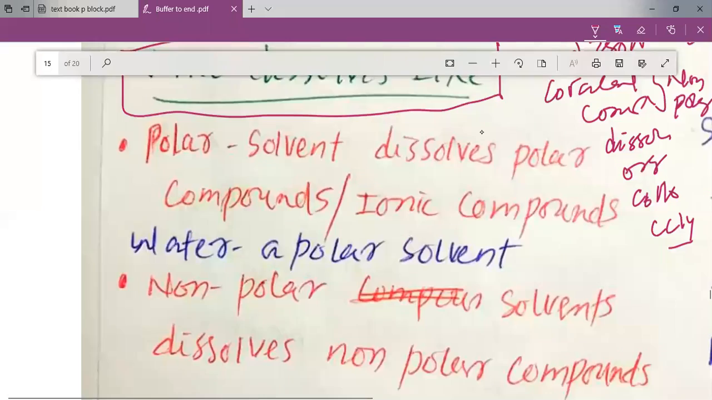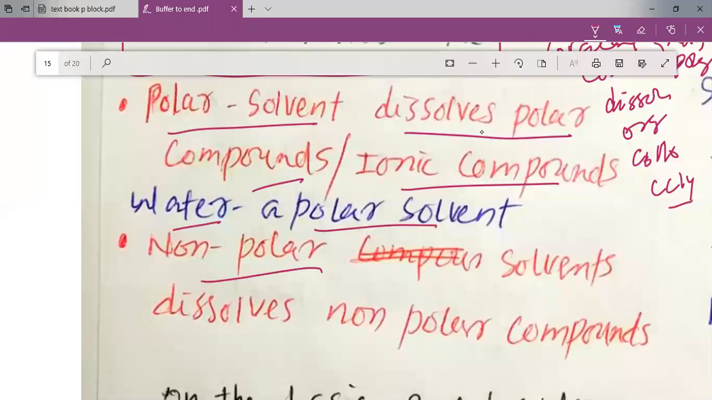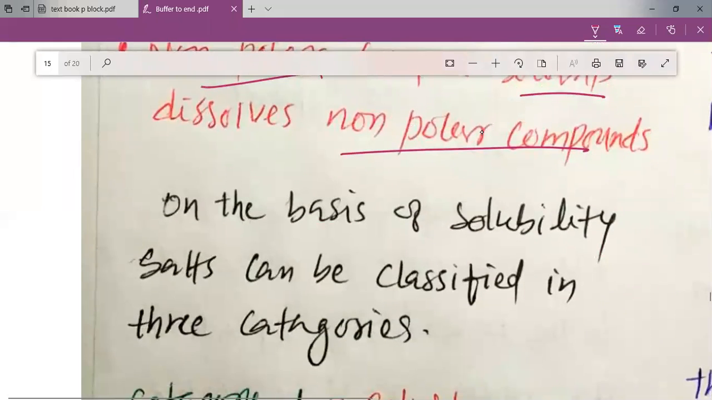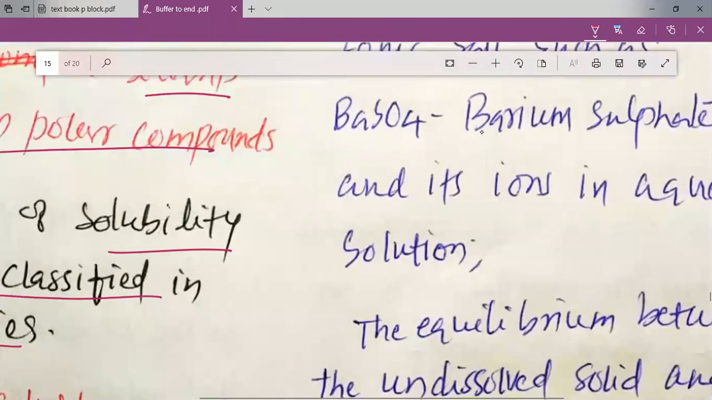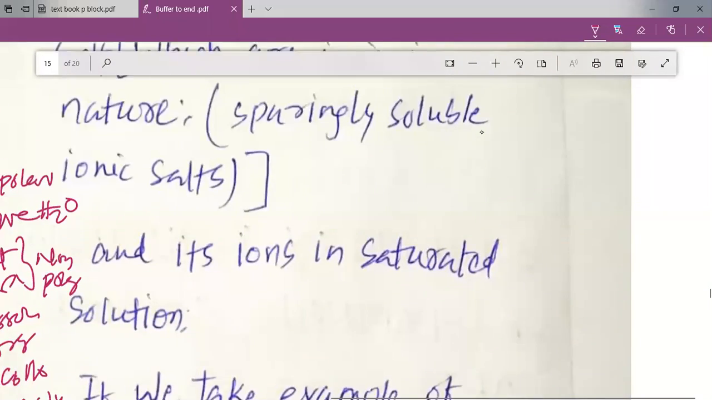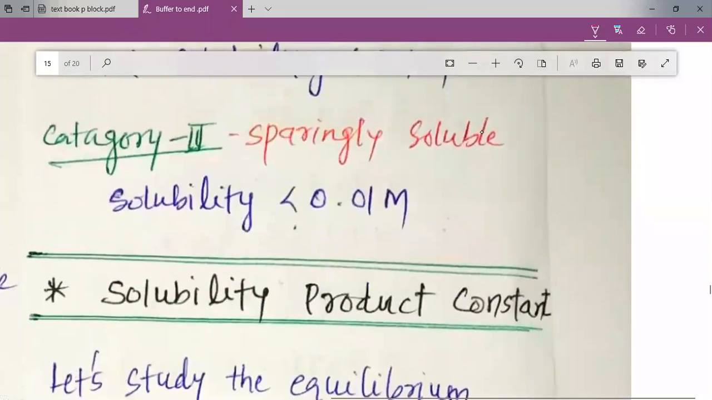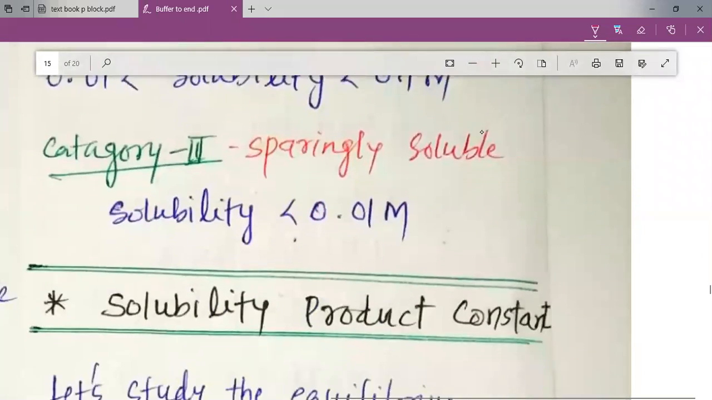So we have this rule, my dear students, or this is what we can conclude, that a polar solvent dissolves polar compounds or ionic compounds, like water is a polar solvent. Non-polar solvents dissolve non-polar compounds. On the basis of solubility, salts can be classified into three categories. Let us see what those three categories are. This classification is based on the solubility of the salt.